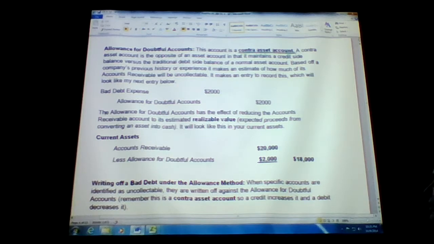It will look like this in your current assets. Current assets, accounts receivable, $20,000, less allowance for doubtful accounts, which is from up here, $2,000, which would give us an $18,000 balance in our accounts receivable.